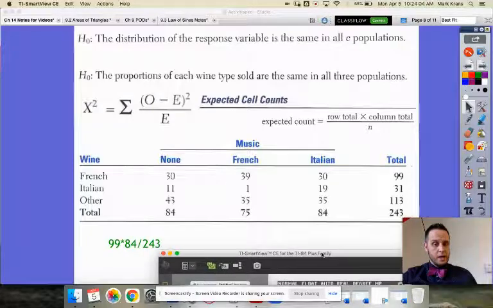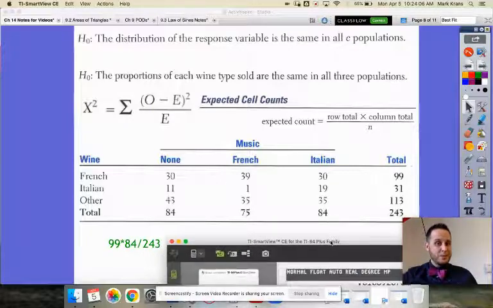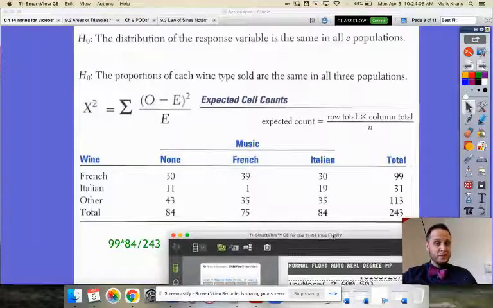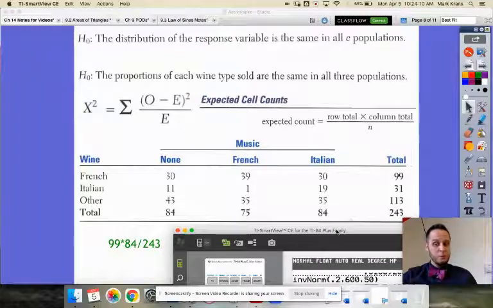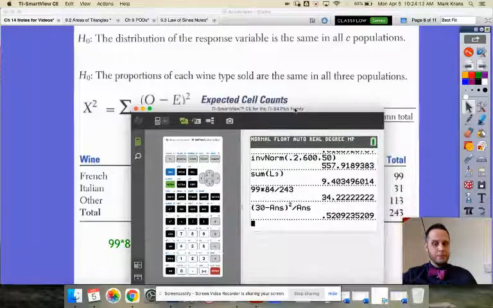And so how big is unusual? That's depending on degrees of freedom and stuff like that. And we'll talk a little bit more about that in the next video.